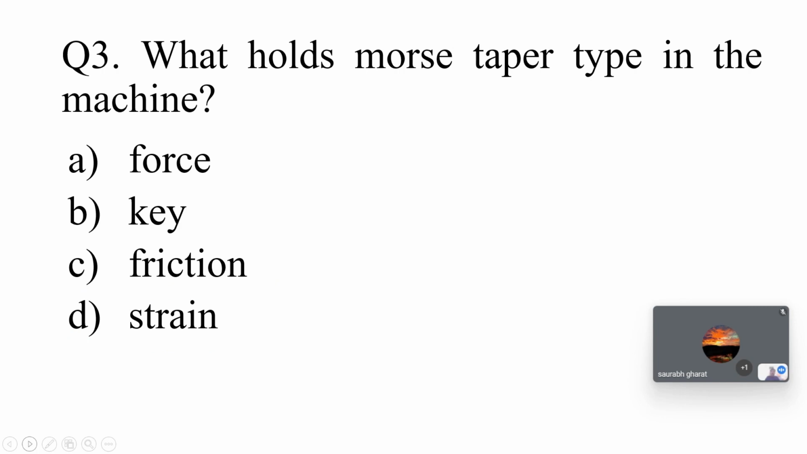So this is the third question: what holds the Morse taper type in the machine? What mechanism actually holds the Morse taper in the machine? The options are force, key, friction, strain. So what is the mechanism that holds that part in the machine firmly? You can take time and go to the literature to solve this question.